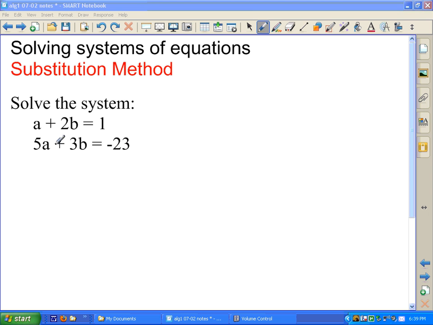We're going to solve this system of equations using the substitution method today. And the first step is to isolate one of your variables. It's best to isolate the one variable that has a coefficient of 1 if there is one. That way you won't get any extra fractions.